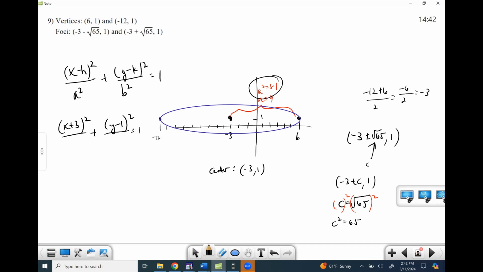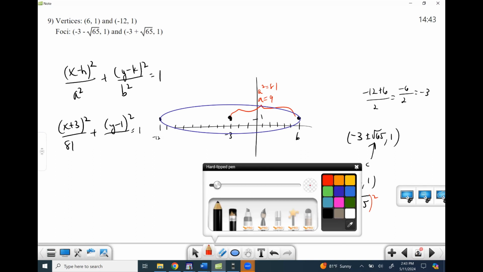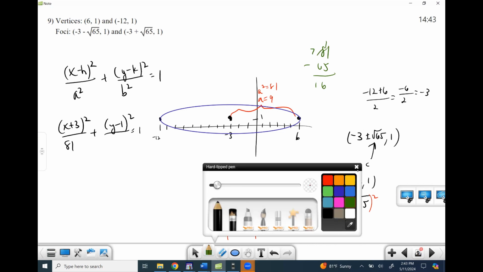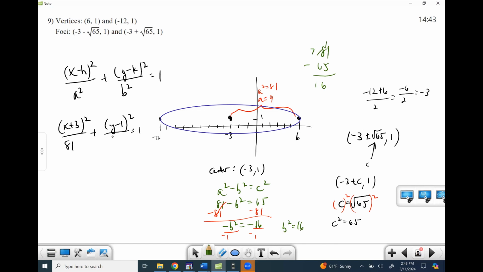A squared, we already got, it's 81. But the thing again that we're missing is the B squared. So once again, we're gonna bust out A squared minus B squared equals C squared. We got 81 here, and we got 65 here. So I'm gonna go ahead and subtract 81 from both sides. Oh my goodness, okay, 81 minus 65. 16, that's a good number. Because then when we go in here to divide by a negative, we get B squared equals positive 16. And that's all we need is B squared.